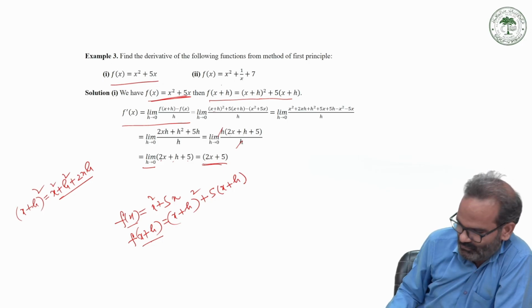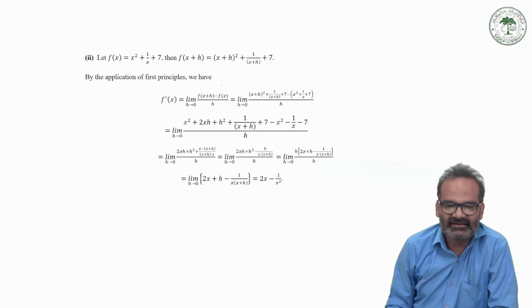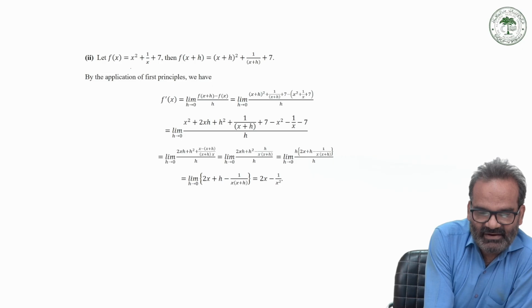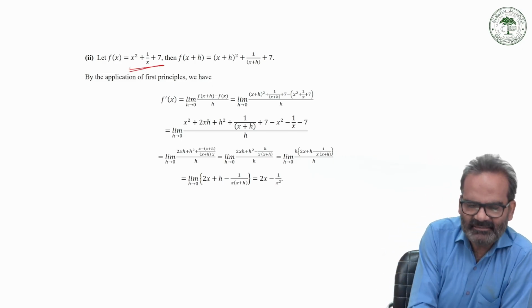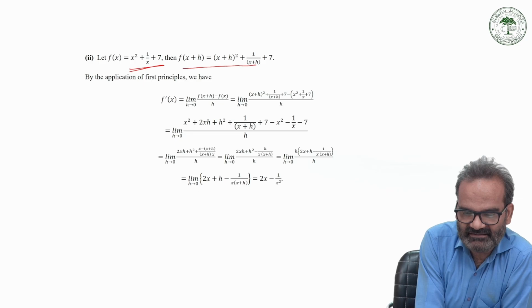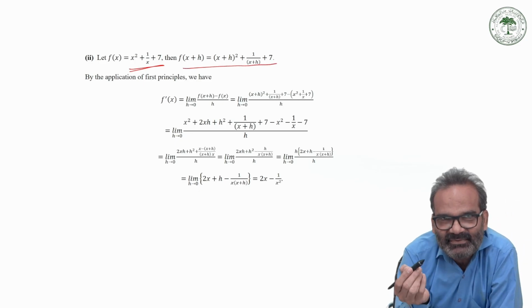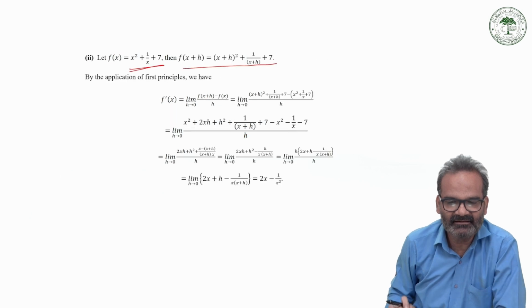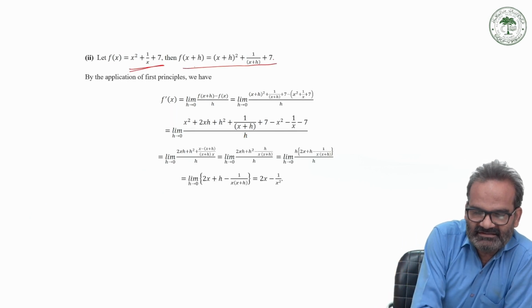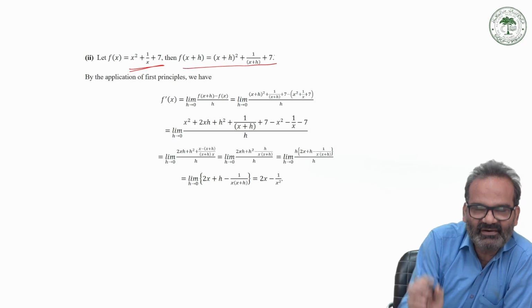Now similarly, you can also find out the derivative of x square plus 1 upon x plus 7. This is the original function. Now similarly, find out f of x plus h. See, replace simply x by x plus h in the given function, right? So this is what? (x plus h) power 2 plus 1 upon x plus h plus 7.